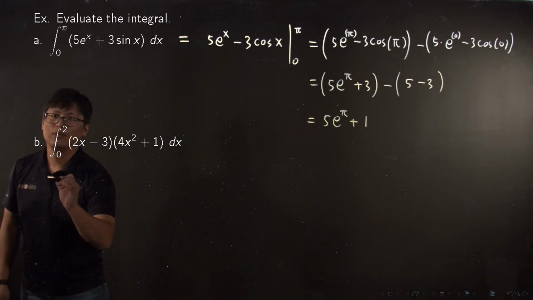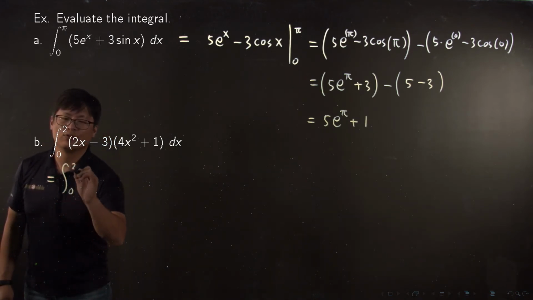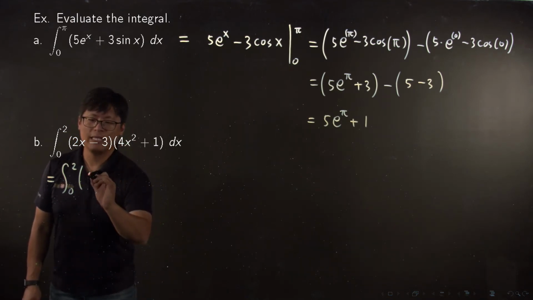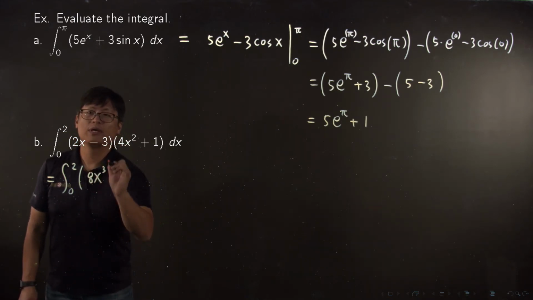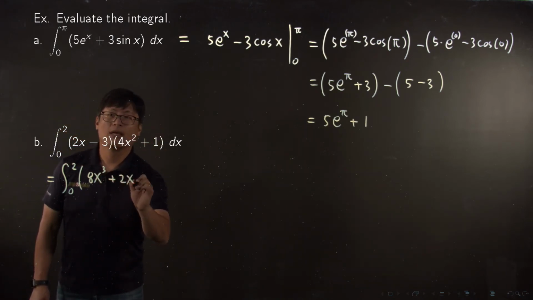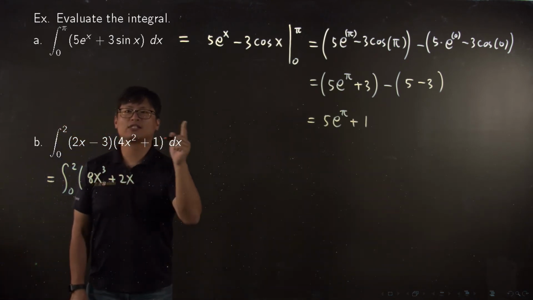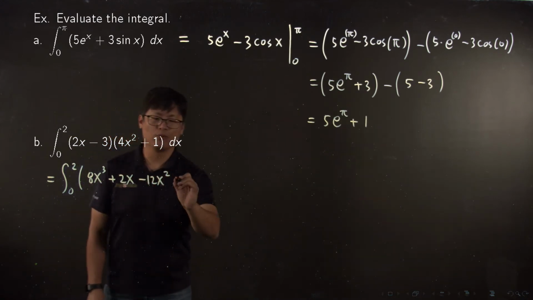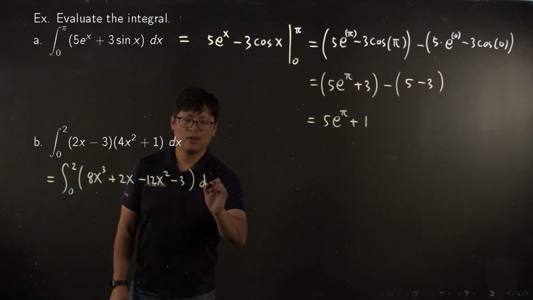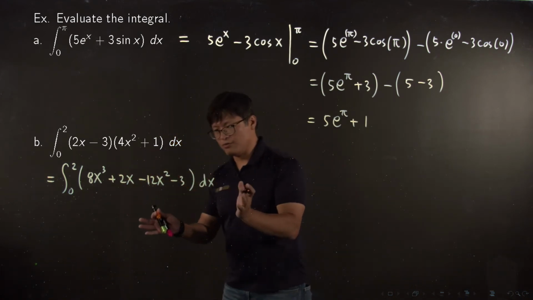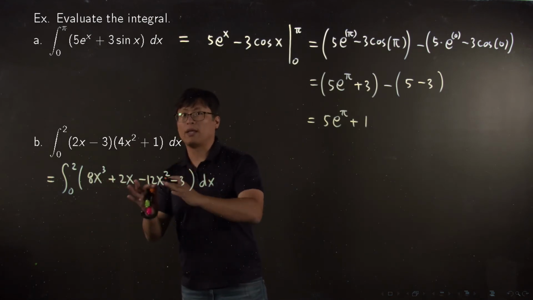It is equal to the integral from 0 to 2. What is that? 2 times 4x squared, which is 8x cubed, and 2x times 1, and then minus 3 times 4x squared, 12x squared, and negative 3 times 1, which is negative 3. You can reorder or simplify, but there's no more simplifying, and you don't need to reorder, okay?